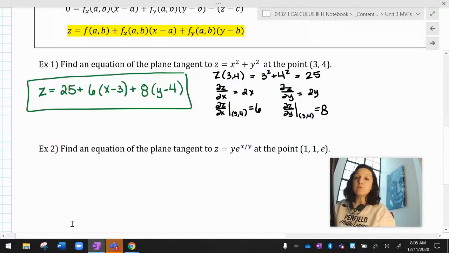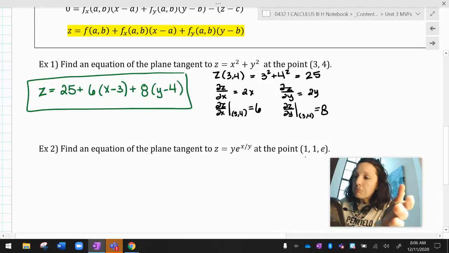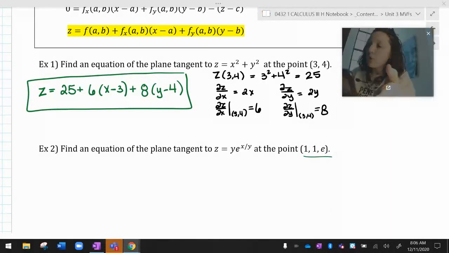Okay, let's do it. So if I want an equation of that tangent plane, let's see. I have the z coordinate already, so I'm good to go there. Now I need my partial derivatives. So I need ∂z/∂x.